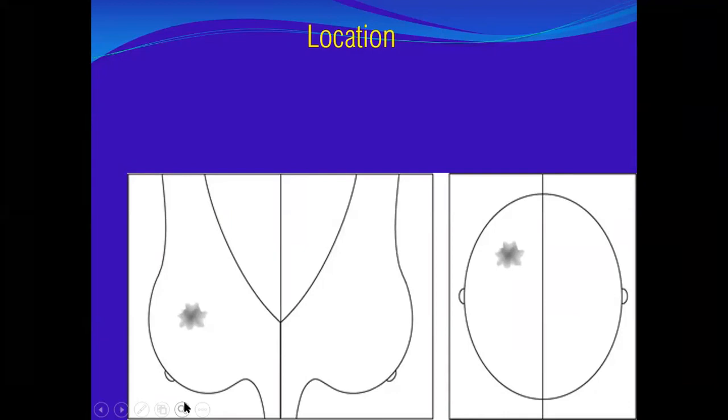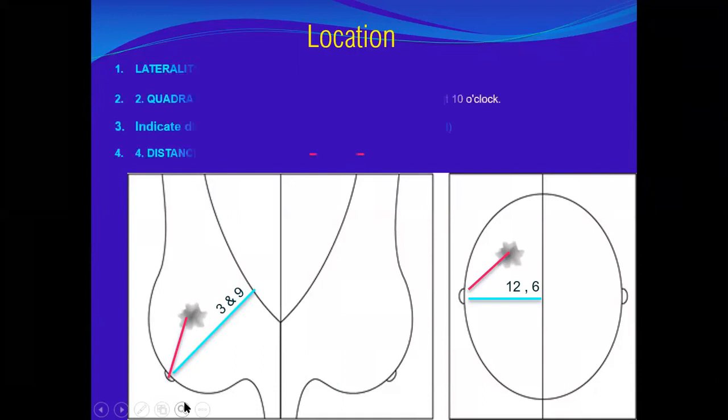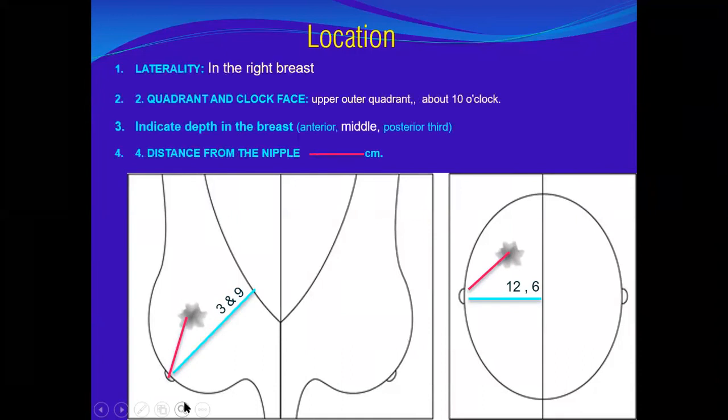regarding the location, you describe the distance from the nipple. Yes, distance from the nipple. So, laterality: the right breast. Quadrant and clockwise: upper outer quadrant about 10 o'clock. In depth, in the middle.